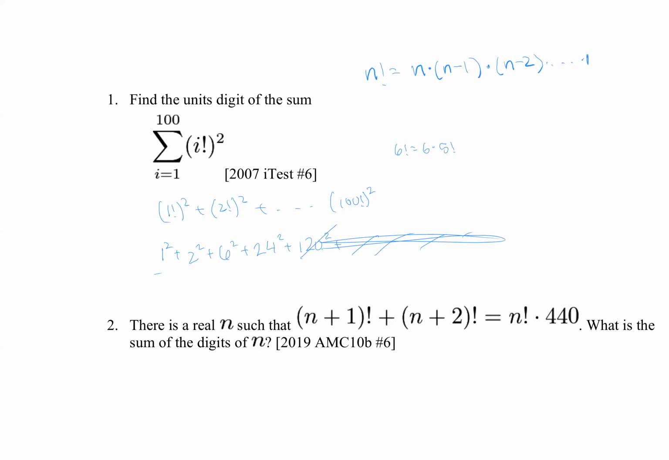So now we look at this part. 1 factorial ends in 1 because it's just 1. 2 squared ends in 4, 6 squared ends in 6, and 24 squared ends in 6. If we add this up, we get 17, and the units digit is 7. So the final units digit is 7. Do you have any questions? If you do, you can put them in the Q&A.